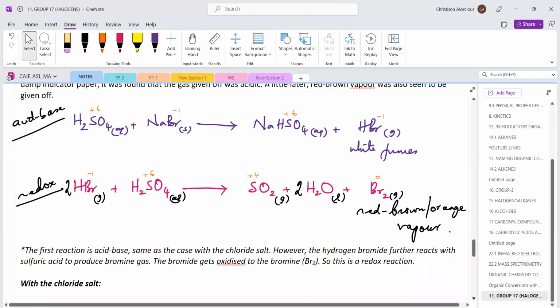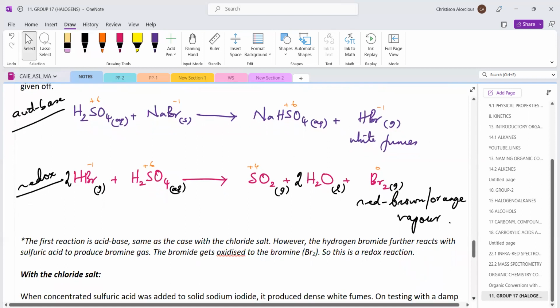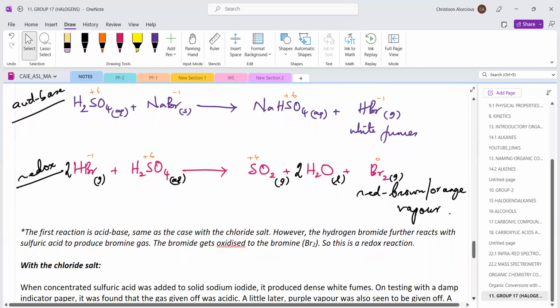Okay, that's it. So this is a redox reaction. Here, the bromide is getting oxidized, the sulfur is getting reduced. All right, so it's a redox reaction.